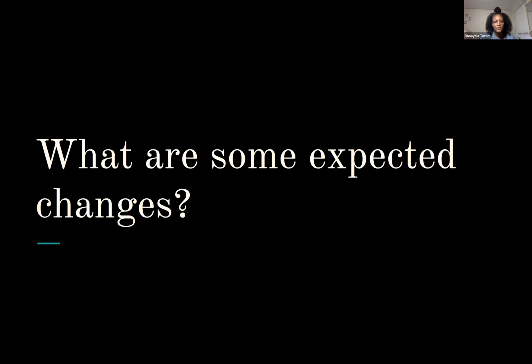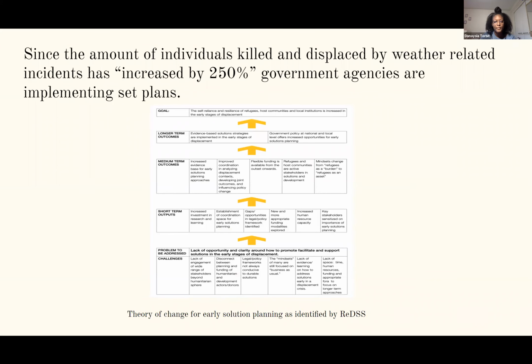So the question now becomes, what are some expected changes? Since the amount of individuals killed and displaced by the weather-related incidents has increased by about 250%, government agencies are implementing set plans. To combat the rising concerns of population displacement, many global organizations such as the International Rescue Committee and Regional Durable Solutions Secretariat, also known as RDSS, have decided to formulate a plan. These organizations have conducted environmental analysis in order to adapt effective solutions to aid such disasters. Demanding challenges are first decided and presented. Based on these challenges, three different term outcomes are introduced. They're short, medium, and longer. And the last step of this plan is to summarize the efforts provided in the previous steps. Use these to address the overarching goal to aid the disaster.